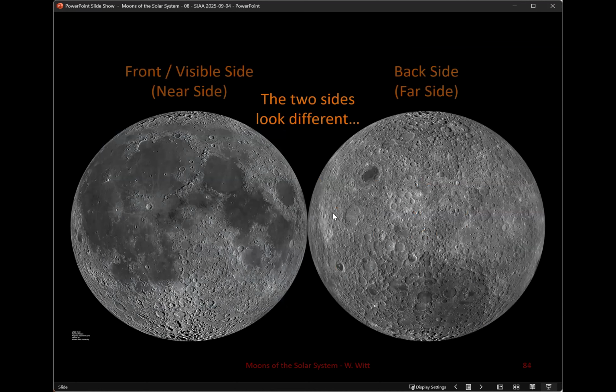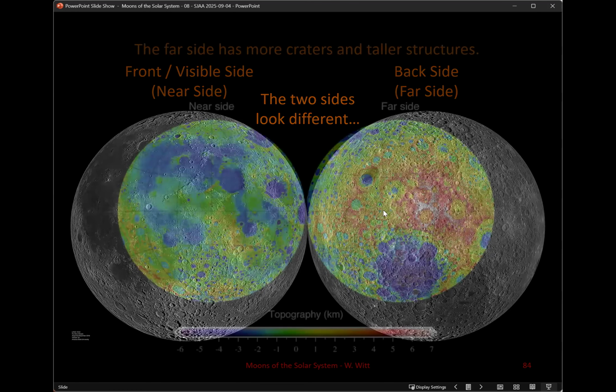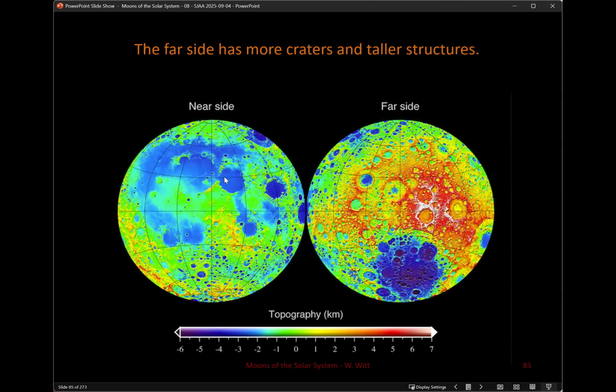You may notice the two sides look pretty different, right? So the near side and the far side clearly have different geology. They have a different surface structure. And here is that same thing, but shown to highlight the topography. So the green is kind of the reference, and then you can see it goes all the way down to -6 kilometers in these purplish regions, all the way up to +7 kilometers in these red regions.